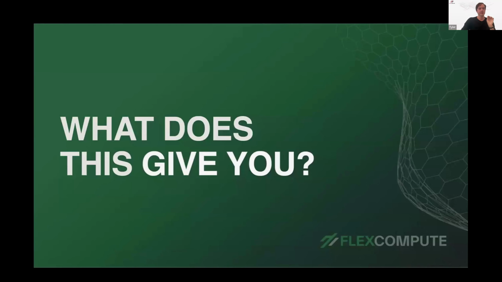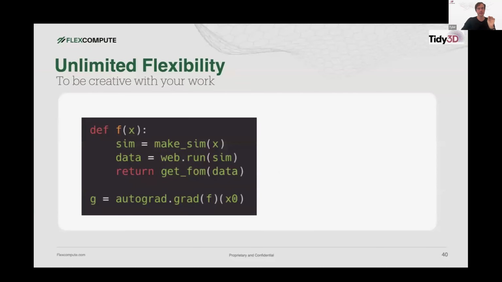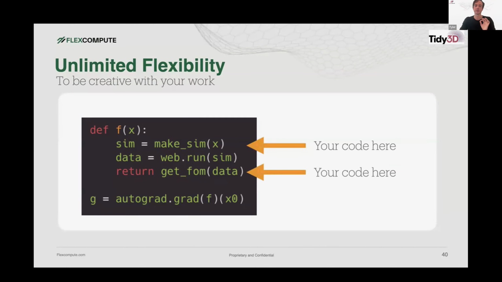So just to recap, why have we done this? What does it give you? I think the main reason is it gives you unlimited flexibility to be creative with your work. So if you thought about a new parameterization or a new figure of merit or a penalty function or something you want to try out, it's very easy to just write your own code, plug it in, and test it out. So your code becomes essential in the whole pipeline, and we can just handle it without any thought.